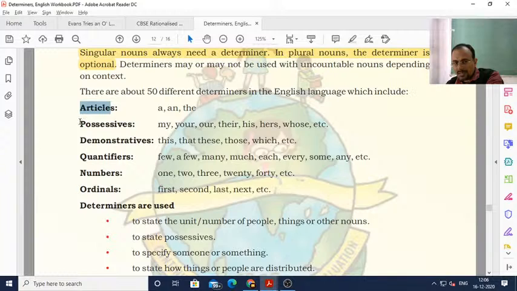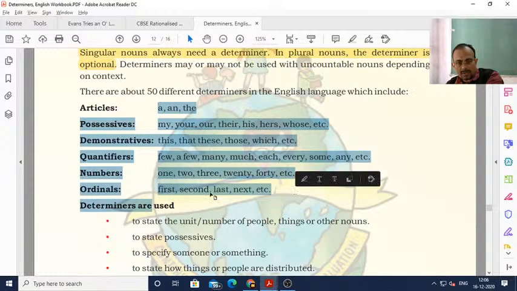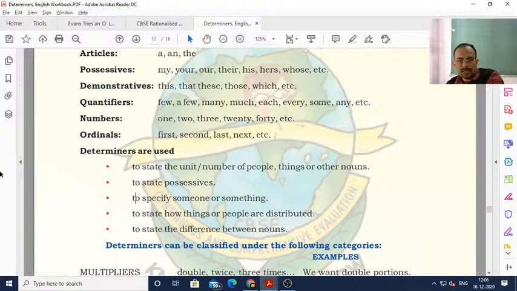Articles come under determiners, possessives come under determiners, demonstratives come under determiners, quantifiers come under determiners, numbers, ordinals, they all come under determiners. And determiners are used to state the unit number of people, things, or other nouns, to state possessives, to specify someone or something, to state how things or people are distributed, to state the difference between nouns.